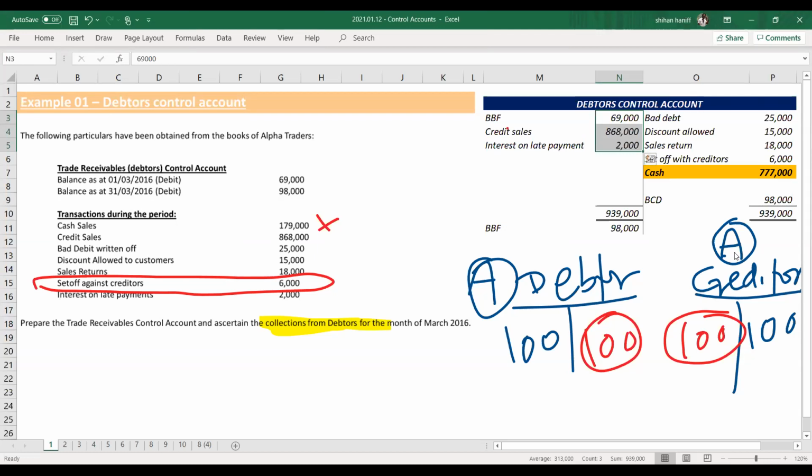So second example, let's do a creditor's account. Let me check the connection. Oh, yes.